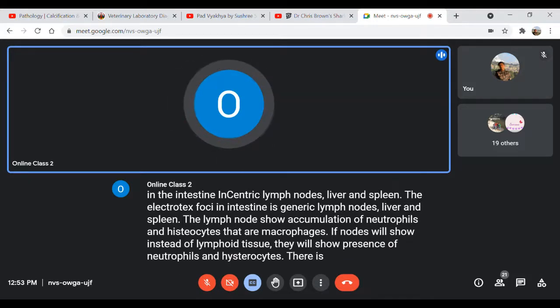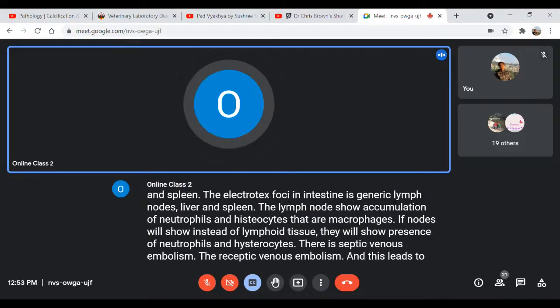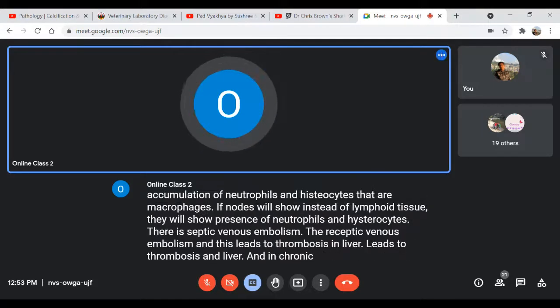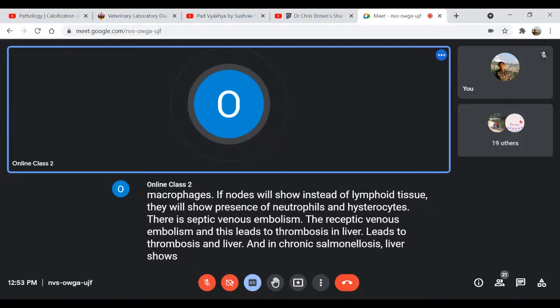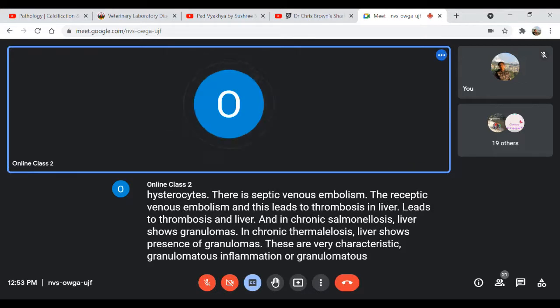There is septic venous embolism, and this leads to thrombosis in the liver. And in chronic salmonellosis, the liver shows granulomas. Presence of granulomas is very characteristic. Granulomatous inflammation or granulomatous hepatitis of salmonella.